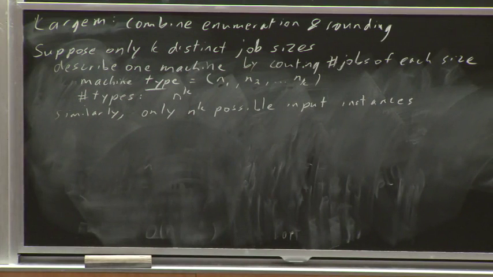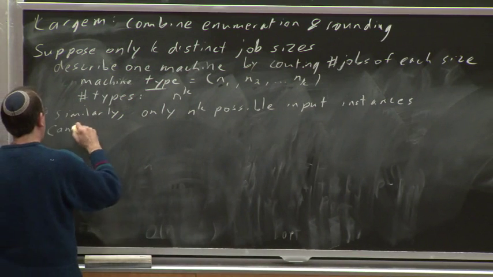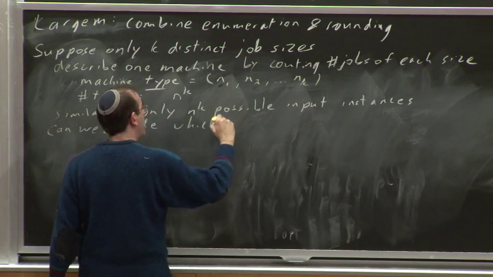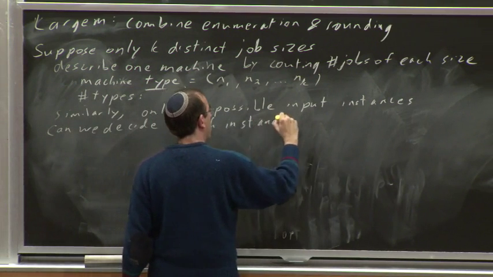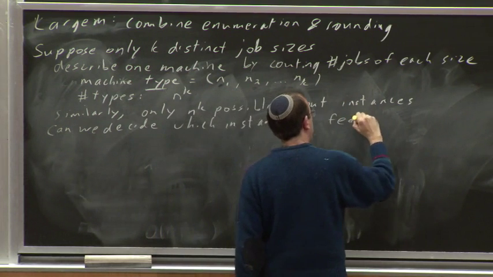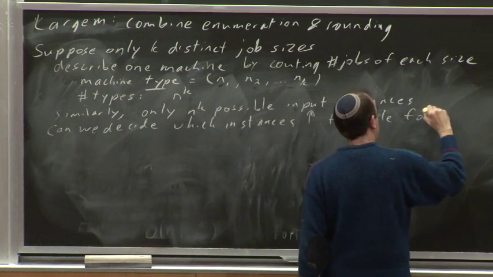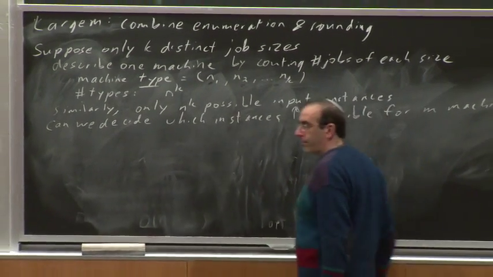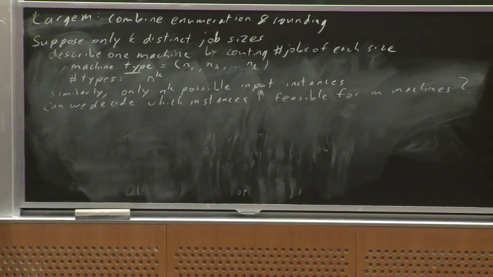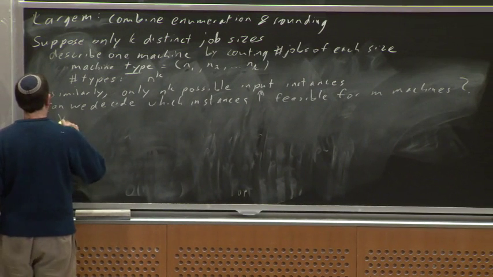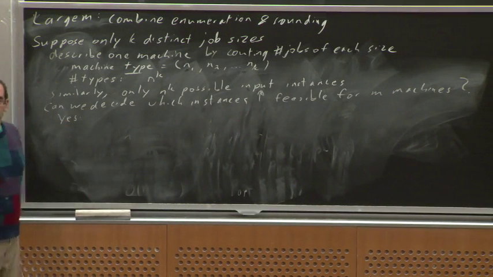Okay. So let me ask the following question. Can we decide which instances specified in this way are feasible for m machines? Well, the answer is yes. And it's, again, dynamic programming.